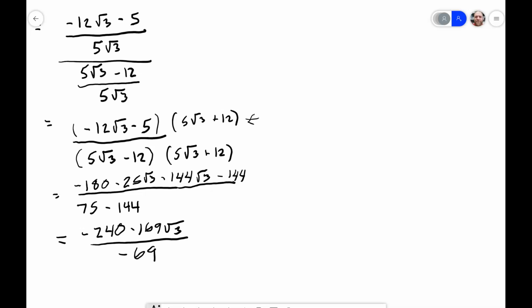Since everything's negative, we can just multiply the top and the bottom by a negative 1, and that's going to give us 240 plus 169 times the square root of 3 all over 69, and that is our final answer there.